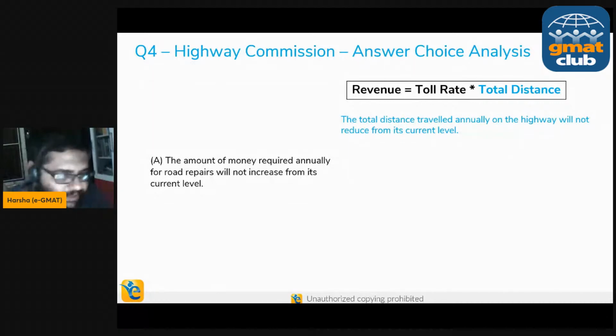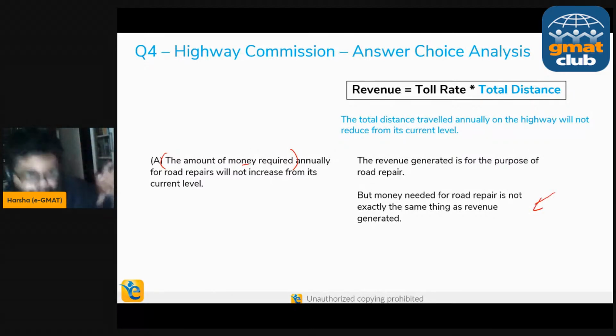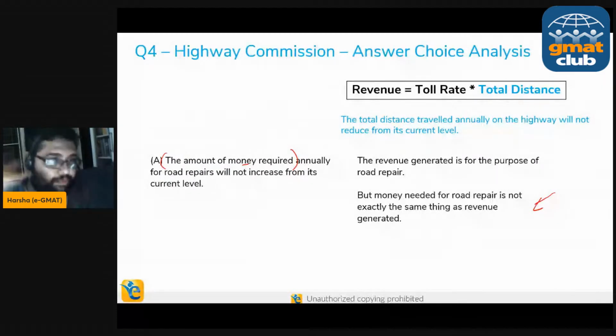One of you chose option A, so for you I'm covering option A also. The amount of money required annually for road repairs will not increase from its current level. Here's the thing: the amount of money required is not the same as the revenue that you're generating. The revenue that you're generating from the highway is used for that purpose. That does not mean that whatever you generate is the same as the money needed for repair. No, in reality you may need 10 lakhs or 10 million, but the revenue you generate may be only 1 million. Those two entities are not the same. Those are two different entities.